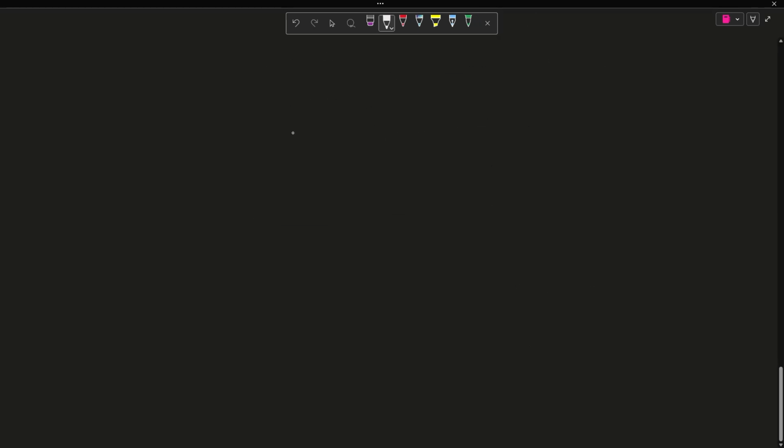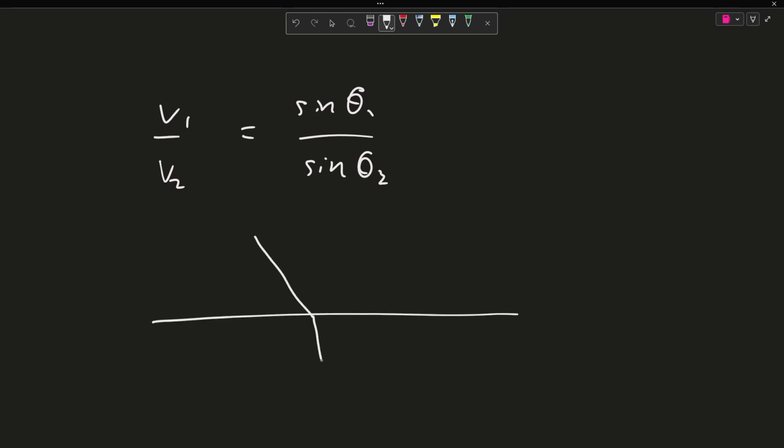And Snell's law is that v1 over v2 is equal to sine theta 1 over sine theta 2. And this is for a wave going between two mediums. And that theta is this angle here and this angle here, where v1 is the speed in the first medium and v2 is the speed in the second.